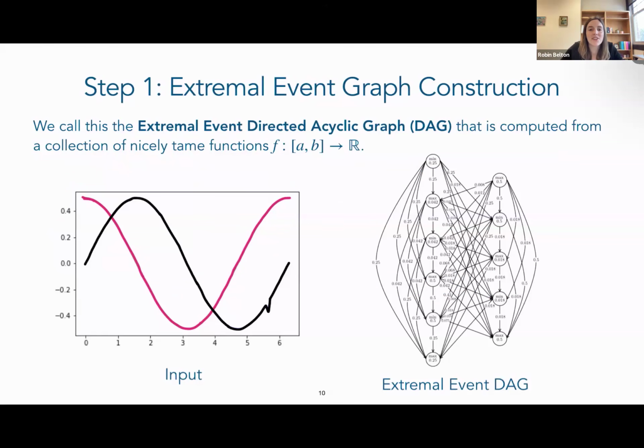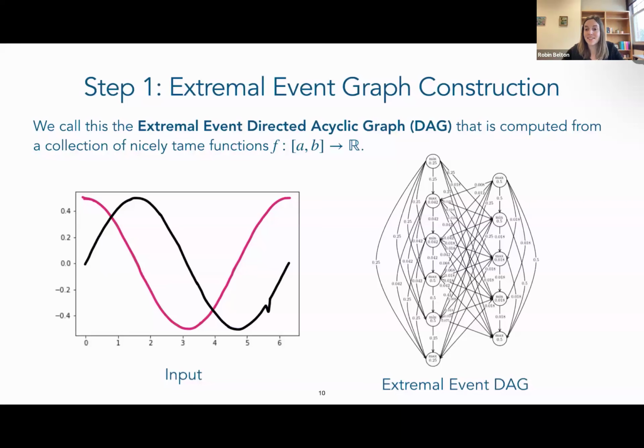Cool. All right, so first is the directed graph construction. It's going to be computed from a collection of nicely tamed functions from a closed interval into the reals. What I mean by this is that we're going to have continuous functions with a finite number of local mins and maxes. And we're also not going to have any plateau-type mins or maxes here. So this will be our input.